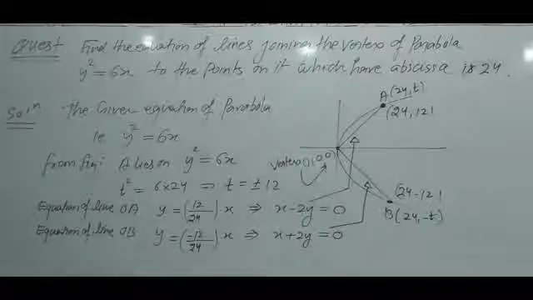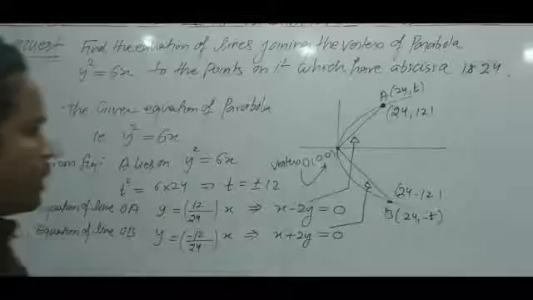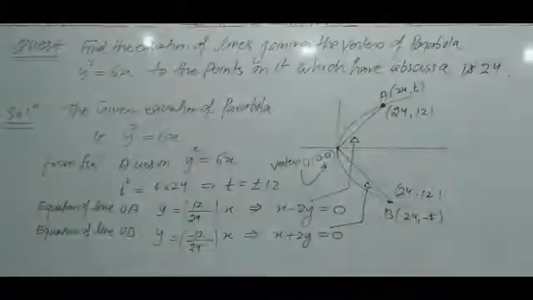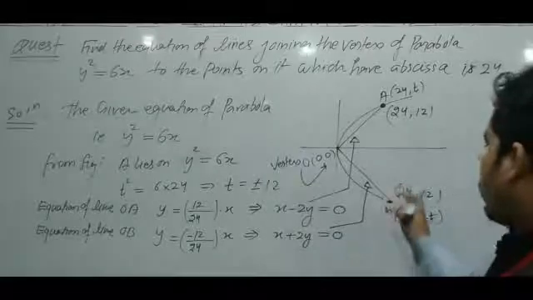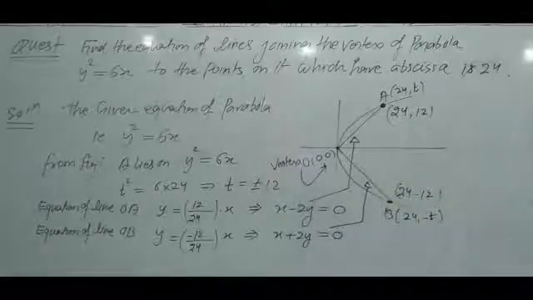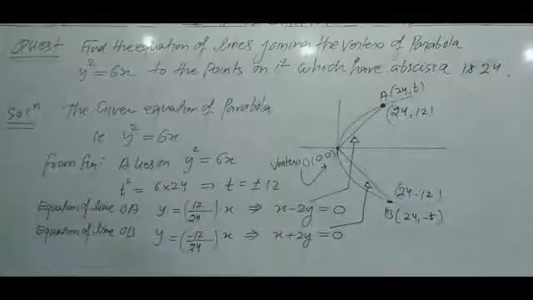This question can be asked in another way. You have to find the equation of the chord passing through the points (0, 0) and (24, 12), and find the equation of the chord passing through the points (0, 0) and (24, minus 12). So you can find this. Now this is the answer.